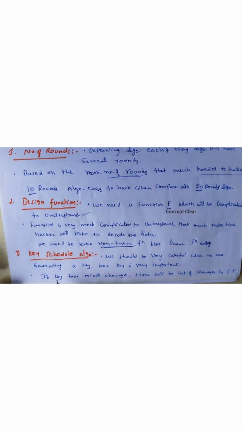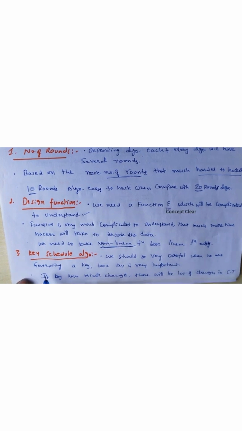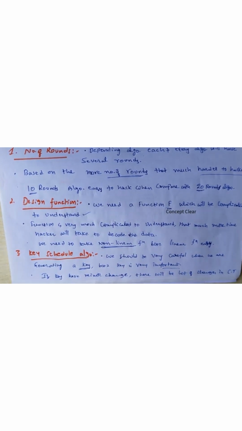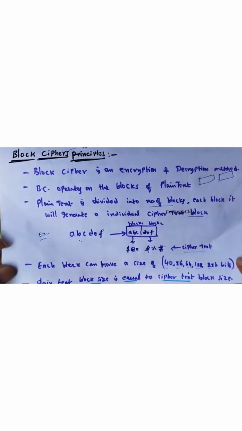The last one is the key scheduler algorithm. What is the meaning of key scheduler algorithm? We should be very careful when generating a key, because the key is very important at the time of encryption as well as decryption. If the key has a minor change, then there are a lot of changes in the ciphertext. Based on the key only, the plain message will be converted into ciphertext. If the key value is changed, the ciphertext message will also change. Okay, this is about the block cipher principles. Okay, clear?